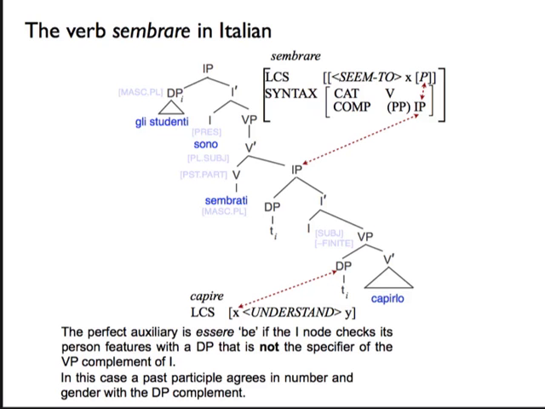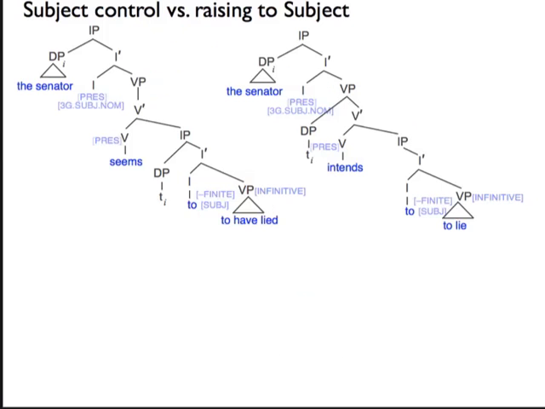And Italian gives a different kind of evidence for it. That is that you get the auxiliary essere. Okay, cool.